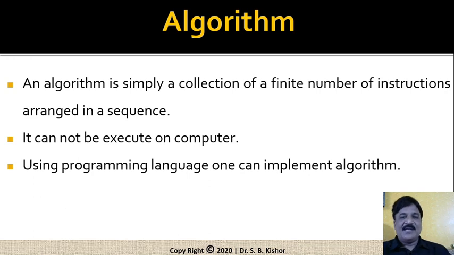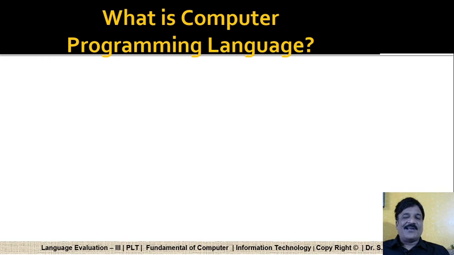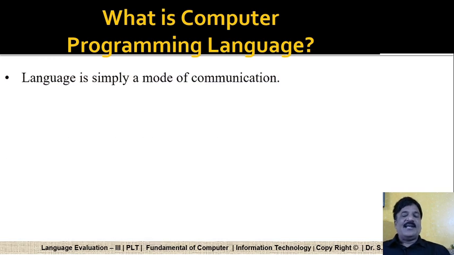Now it's time to know about a computer programming language. A language is simply a mode of communication. What kind of symbols do you use during your communication? For example, in the English language we have a total of 26 alphabets, or you may call it a character set, in order to construct words or sentences. Similarly, in Hindi we have 44 alphabets which help you construct words and sentences.